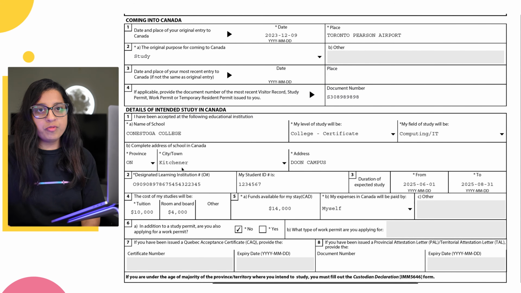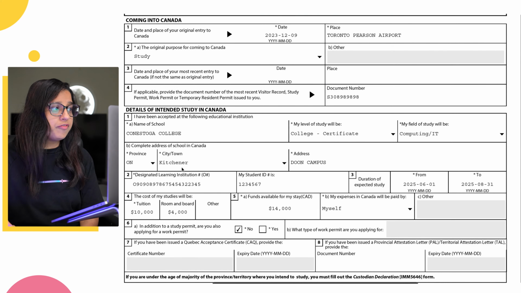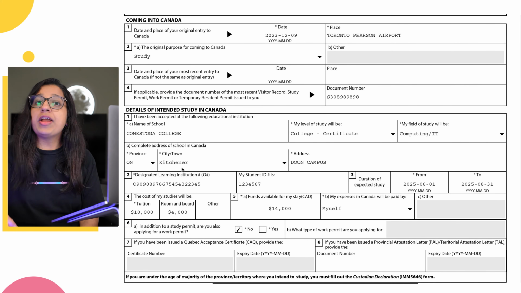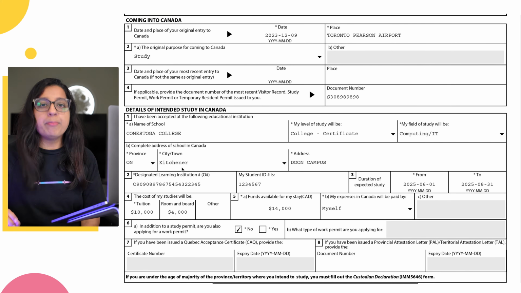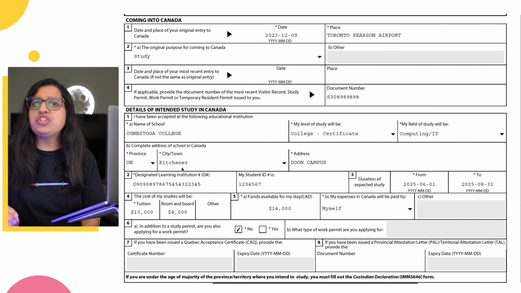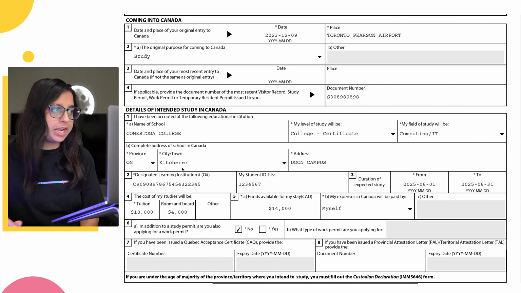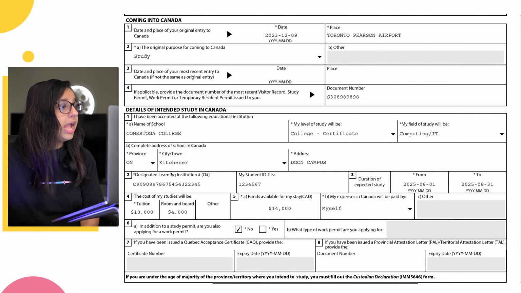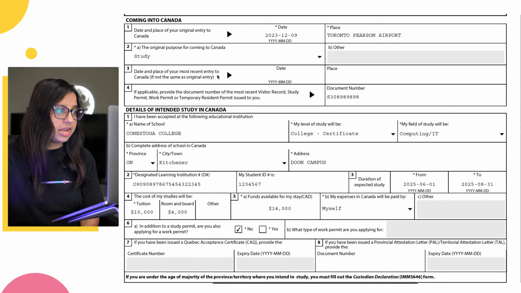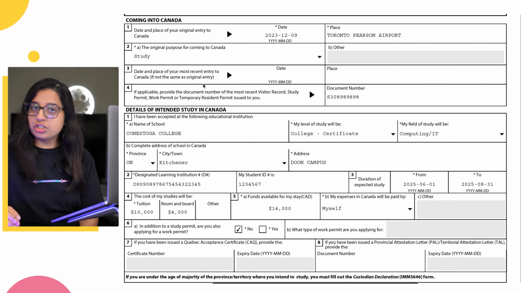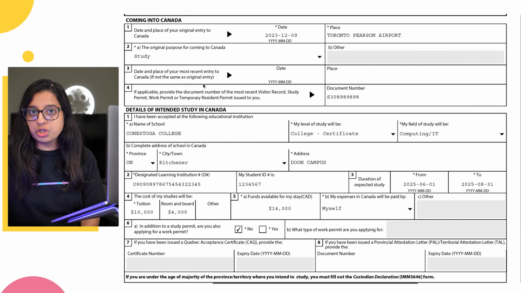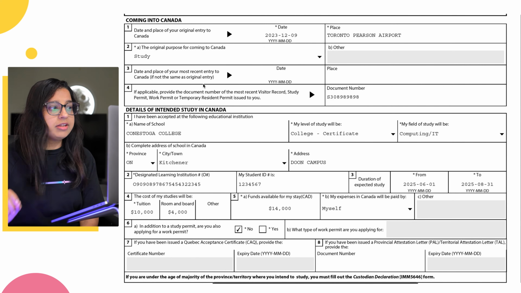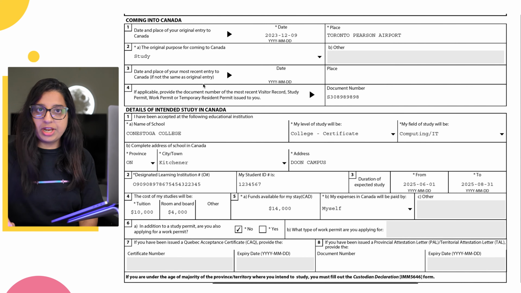Another important part of the application is the coming into Canada. So, date and place of your original entry to Canada. When you landed the first time in Canada, mention that date and the place, which airport you landed at. So mention that airport name here. The original purpose for coming to Canada, it is study. So I mentioned study. Date and place of your most recent entry to Canada. If it is not your recent entry, if you've gone back to your home country and come back, mention the recent date and the place where you landed.